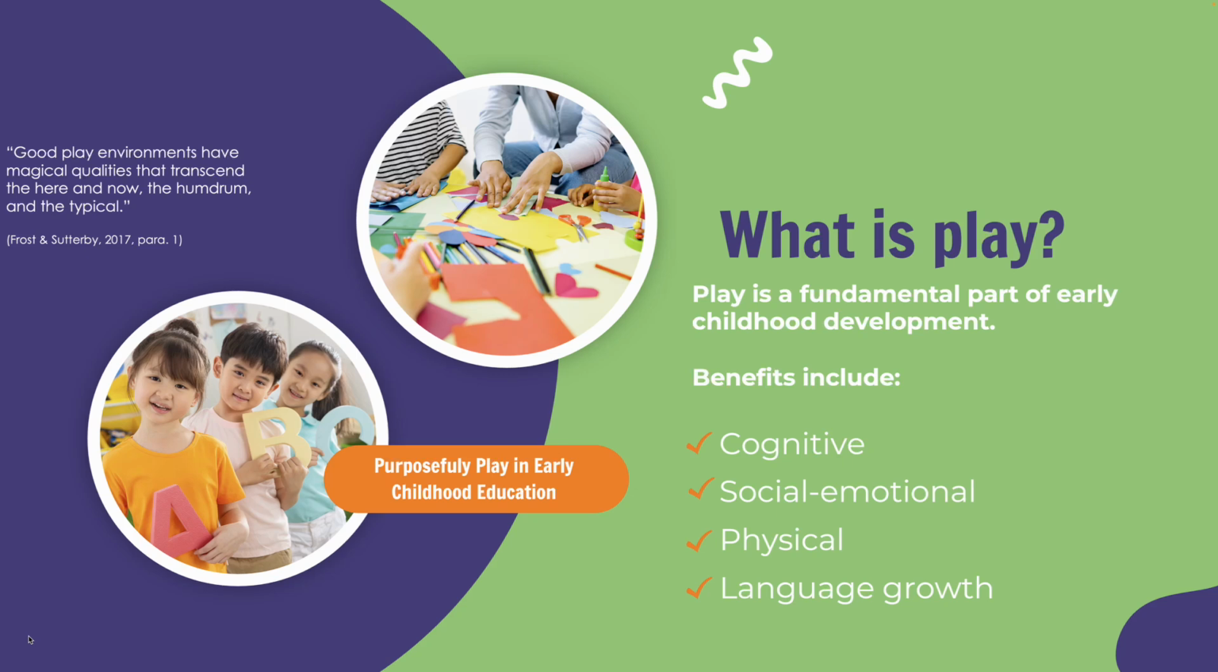Social-emotional: they interact with peers, learn how to share, take turns, and cooperate. They develop emotional regulation, build relationships, and empathy. Physical motor skills include coordination, balance, strength, health and fitness, and language growth includes verbal and nonverbal skills, storytelling, and the expansion of vocabulary.